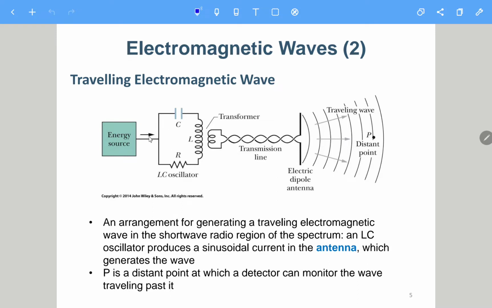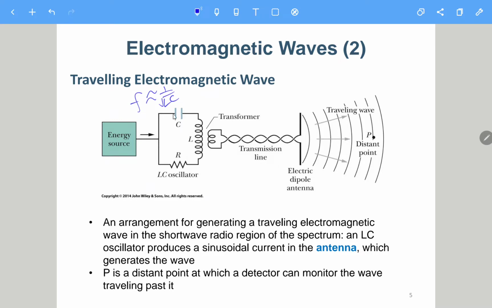Okay, so suppose we provide some energy. This LC oscillator will provide a frequency, and this f is approximately 1 over square root of LC. This is a transformer, so this frequency will transfer to the second coil, through a transmission line, and then to an antenna. This is the antenna, an electric dipole antenna. This is one of the poles, and this is the other pole.